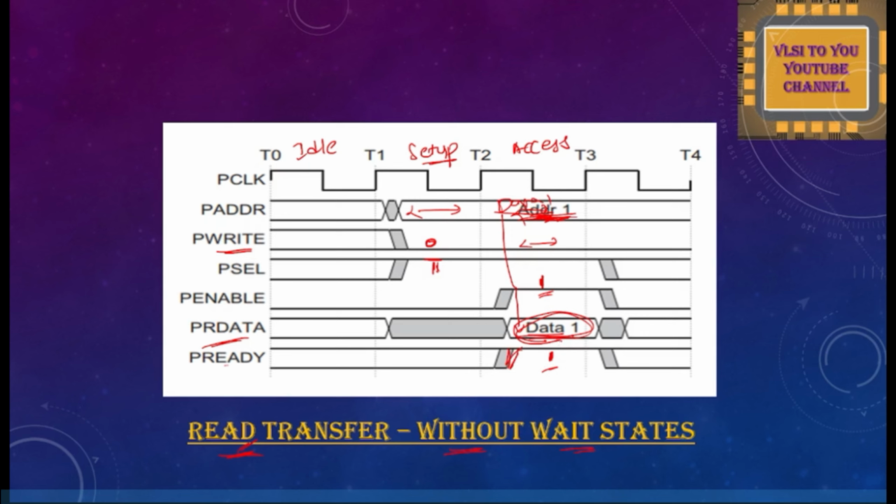The only change for read and write transfer is p write signal. If p write signal is 0, then it is read transfer. If p write signal is 1, then that is the write transfer. That's it. The remaining is same for everything in both read and write transfers.